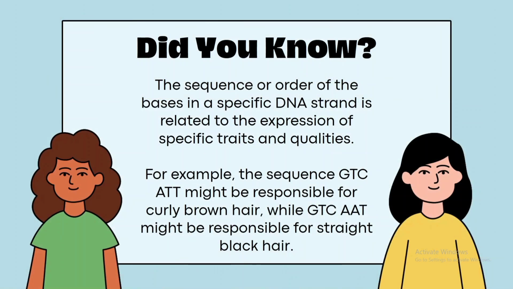Now, a question. Do you know the sequence or order of the bases in specific DNA strands is related to the expression of specific traits and qualities? For example, the sequence GTC ATT may be responsible for curly brown hair, while GTC AAT might be responsible for straight black hair.